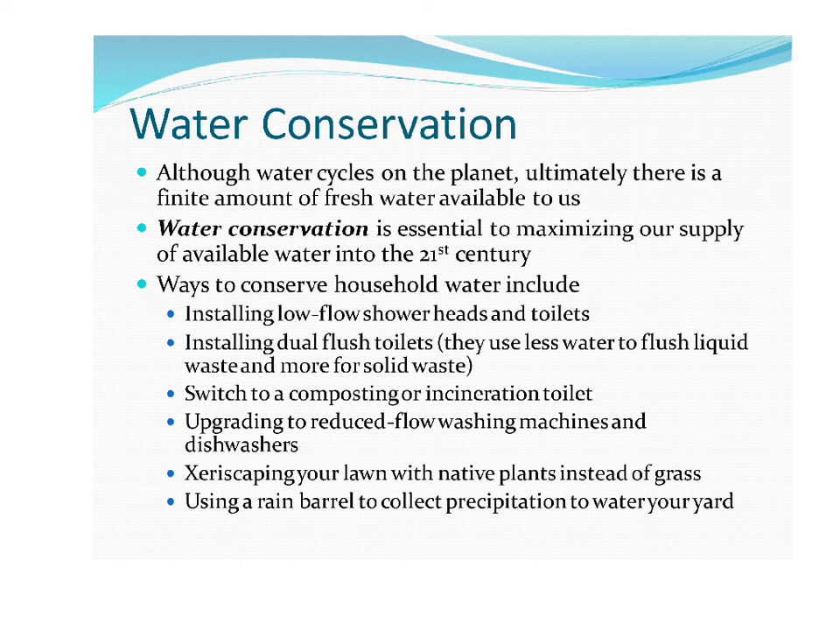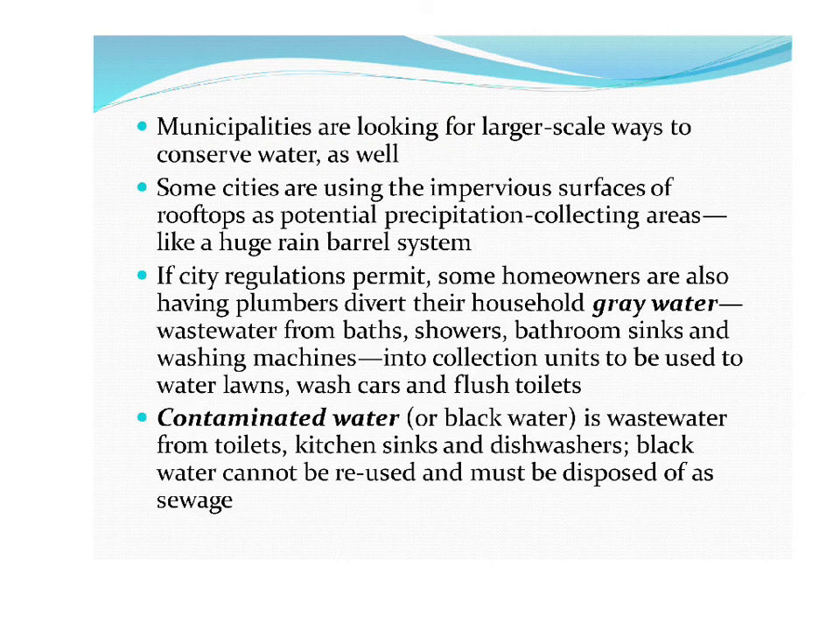Another way that you can conserve water is by using a rain barrel. You can collect precipitation, and that precipitation can then be used to water your lawn.